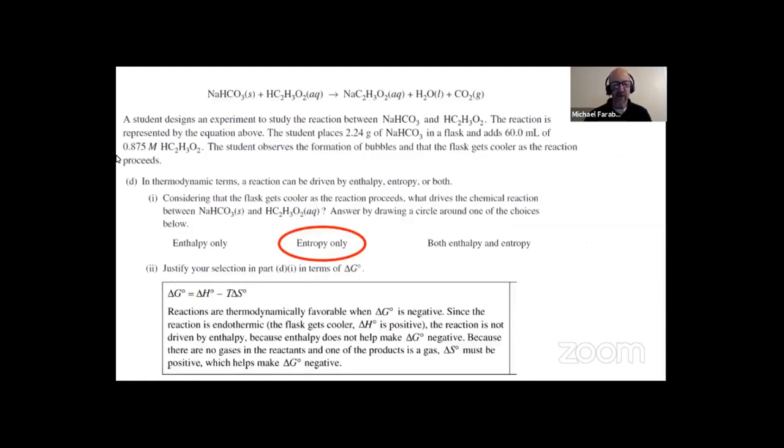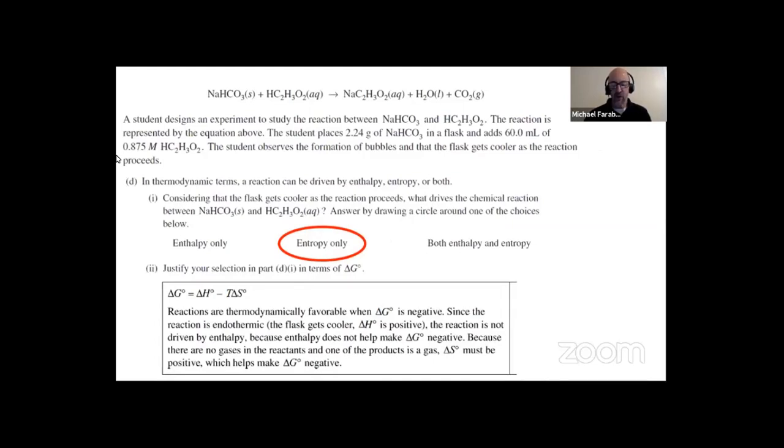So reactions are thermodynamically favorable when delta G is negative. Since the reaction is endothermic, the flask gets cooler, delta H is positive. The reaction is not driven by enthalpy because enthalpy does not help make delta G negative. Because there are no gases in the reactants and one of the products is a gas, delta S must be positive, which helps to make delta G negative. So driven by entropy and the formation of the gas, increasing entropy.